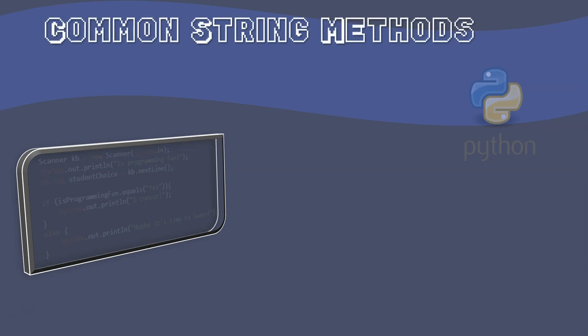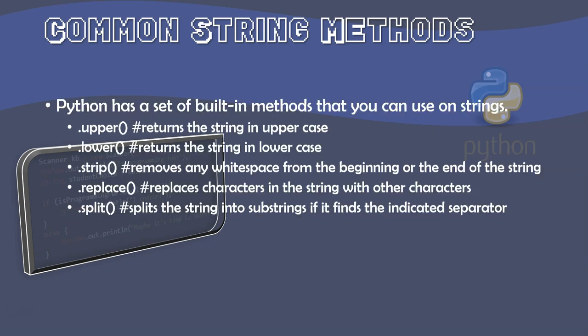Now, let's look at some other common string methods, and these are going to be fairly easy for us to recognize. The very first set of built-in methods is .upper, which simply returns the string in uppercase. .lower returns that string in lowercase. .strip, which in Java we call .trim, removes any white space from the beginning or the end of a string. .replace is really helpful because it can replace the characters in a string with other characters, so if we want to swap something out, for example. And lastly, we have split, which can split a string into substrings if it finds the indicated separator.